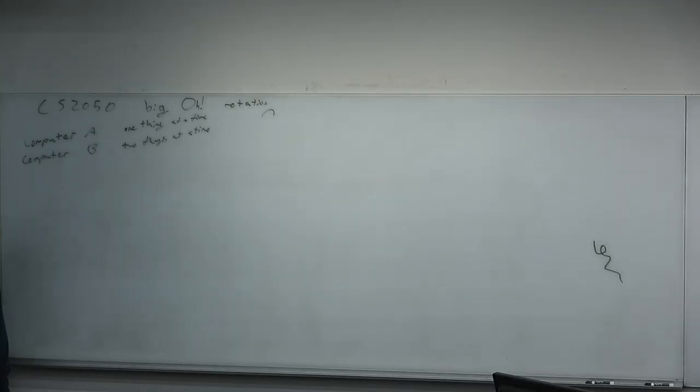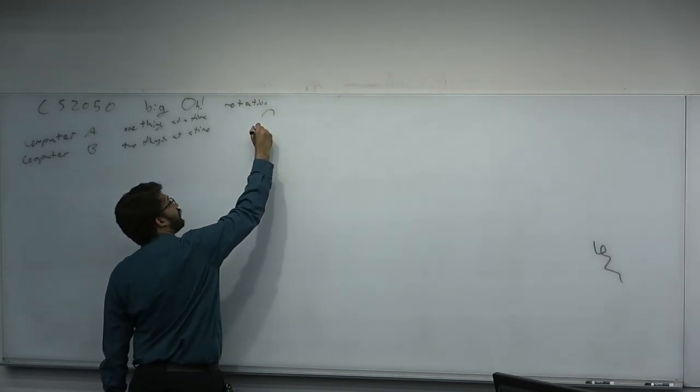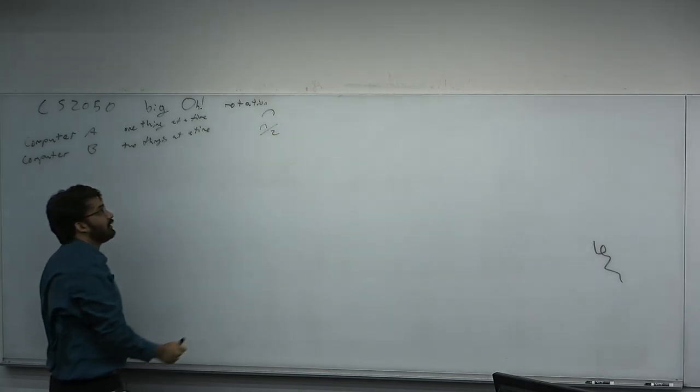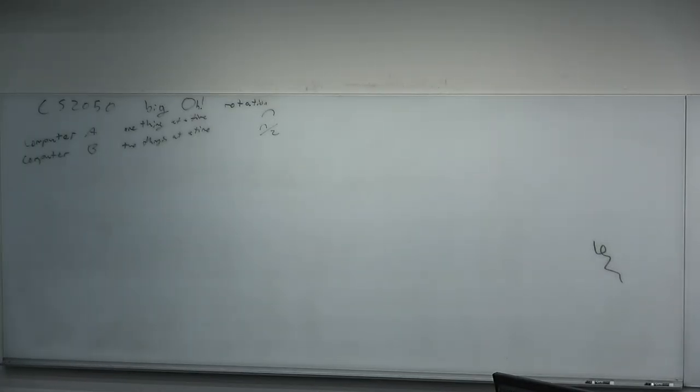But computer B is more powerful. It can do two things at a time. So if it can do two things at a time, how long does it take it to do n things? N over 2. So computer B is twice as fast as computer A. And you may have good experience with computers, of course, being faster than each other.